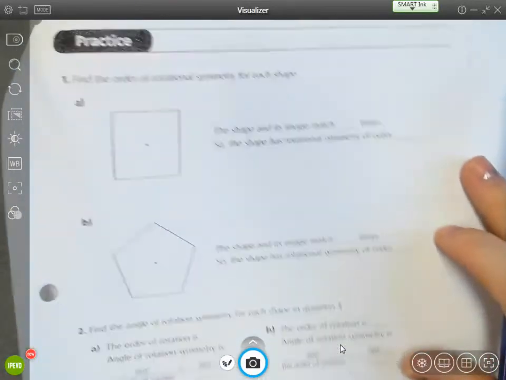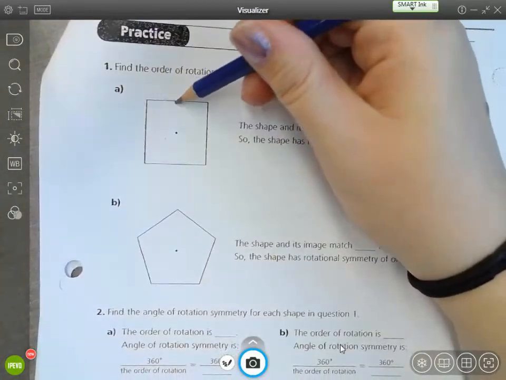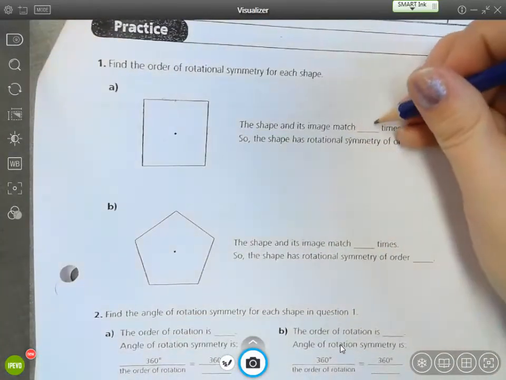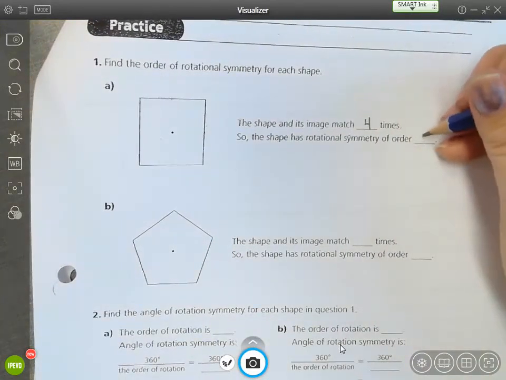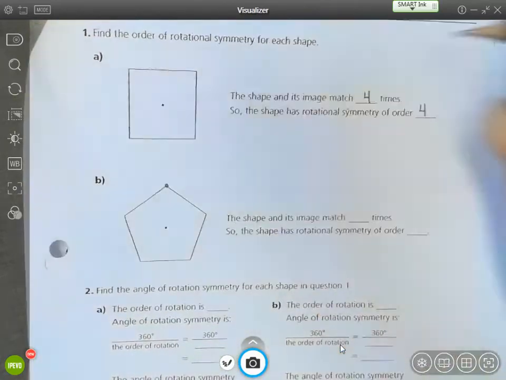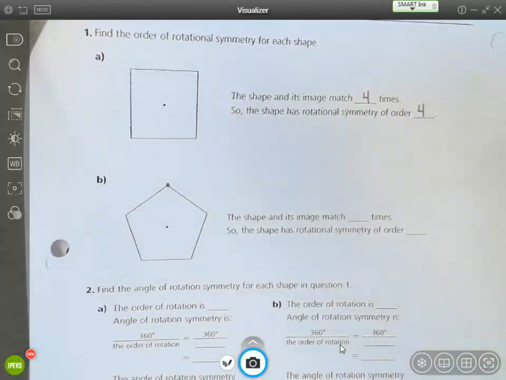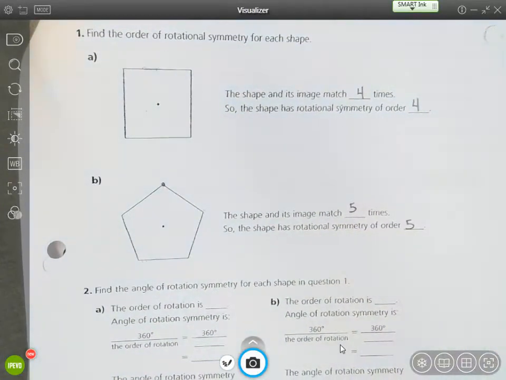Okay, so if we continue to what it is that you are doing, find the order of rotational symmetry for each shape. So how many times would this object land on itself if I were to spin it? So if this is my original, it'd match 1, 2, 3, 4. So the shape and its image match 4 times. So the shape has rotational symmetry of order 4. For B, if I say that this point is my original, it will match 1, 2, 3, 4, 5 times. So the shape has rotational symmetry of order 5.